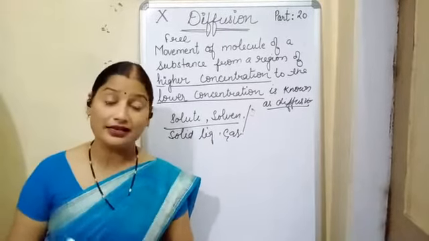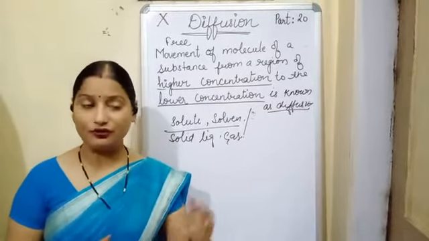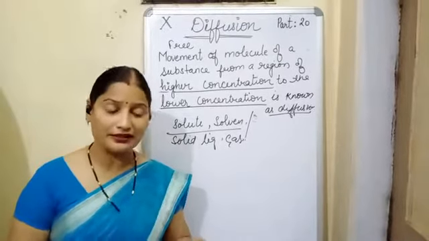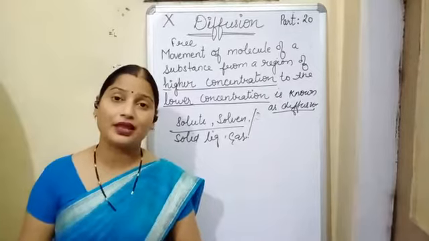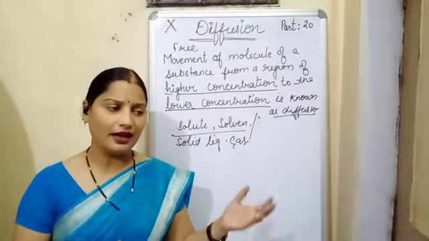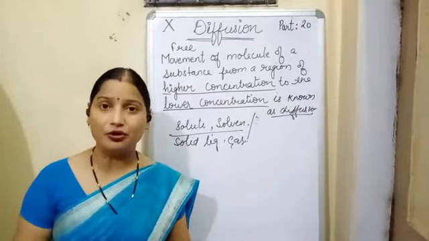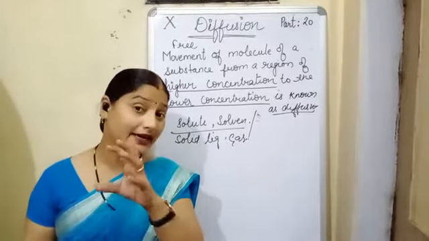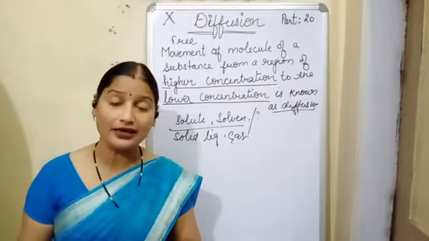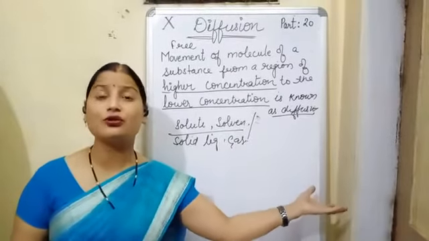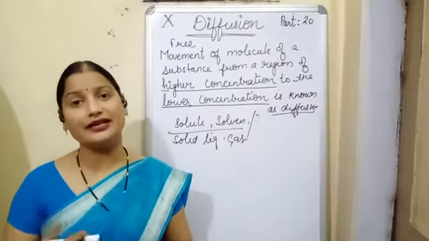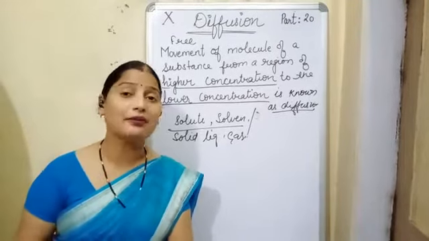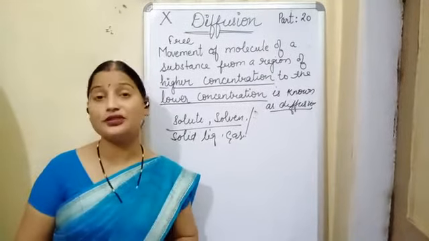Let me tell you one more example. If we burn an incense stick at one corner of the room, and we are somewhere outside, or suppose our mother cooks food and the pressure cooker whistles, and we are in a different room, there also we can get the smell of the incense stick, as well as the smell of the cooking from the kitchen in the next room. So how does it happen? Just because of diffusion.